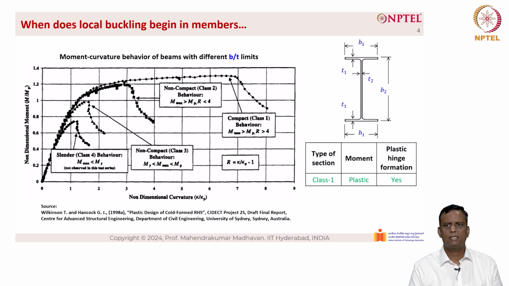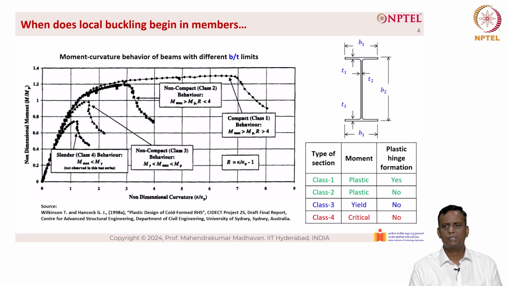Type 1 is class 1, where the moment reaches the plastic moment and it can achieve plastic hinge rotation. For class 2, it attains the plastic moment but plastic hinge rotation does not take place. Basically, it satisfies the strength criteria, but it does not satisfy the deformation criteria, hence no plastic hinge formation in class 2. The next is class 3, where the moment reaches the yield moment M sub y and no plastic hinge rotation takes place. The fourth one is class 4, where it reaches the critical buckling stress and hence no plastic hinge formation takes place.